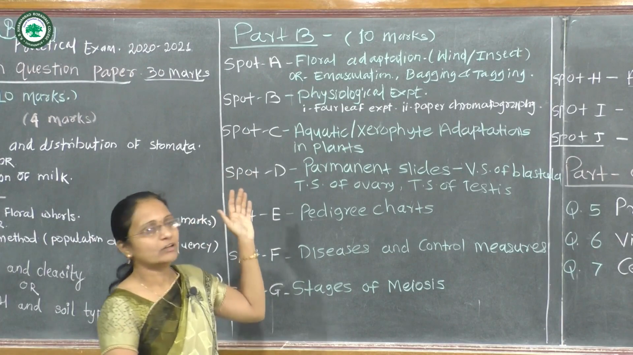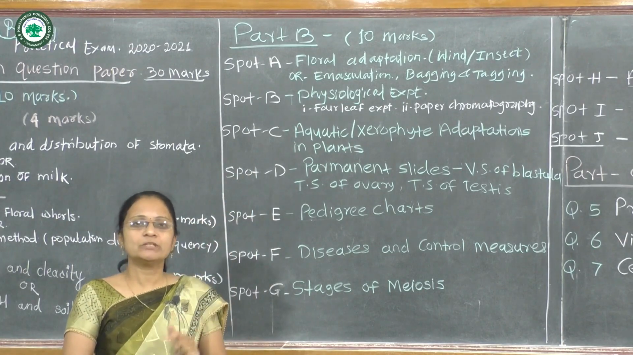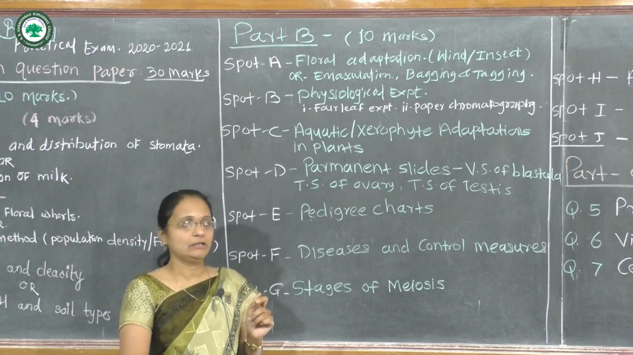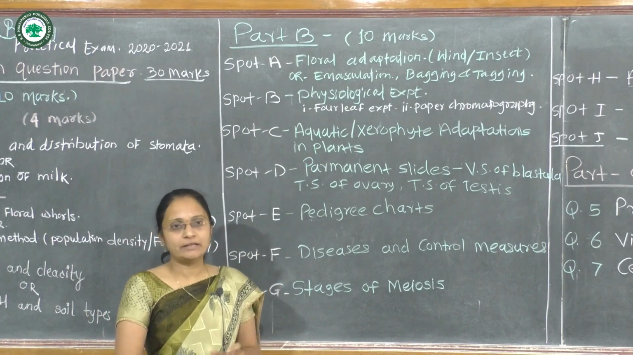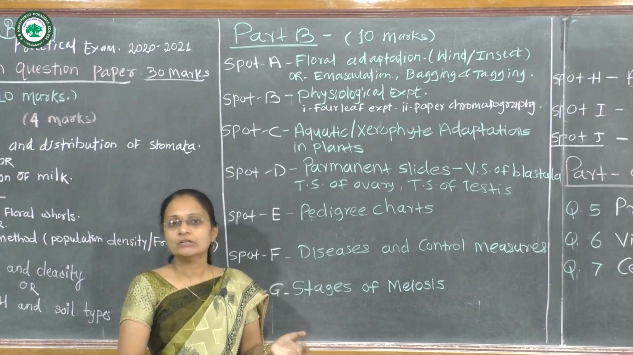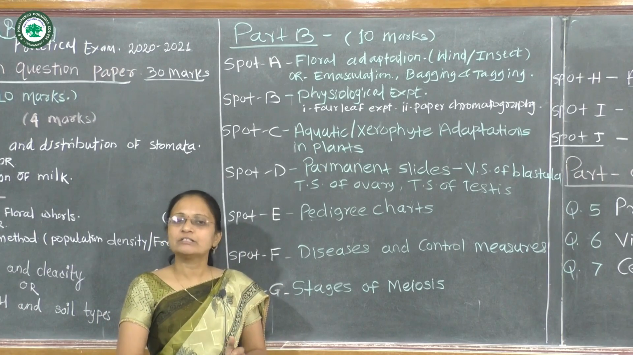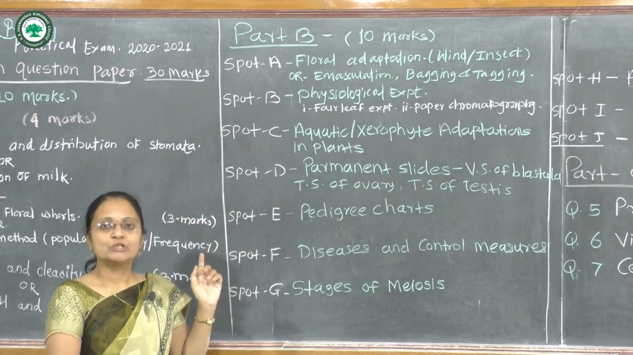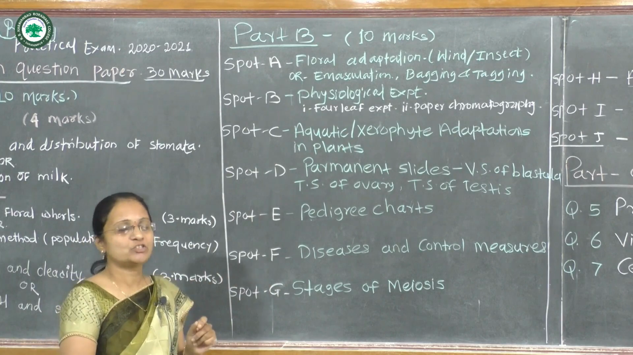Now, the alternative for spot A is the stages of hybridization: emasculation, the removal of the anther, then bagging as well as tagging. These stages will be kept in front of you, and you have to identify and describe them. Then spot B is the demonstration experiment.